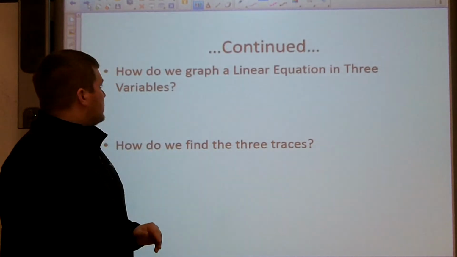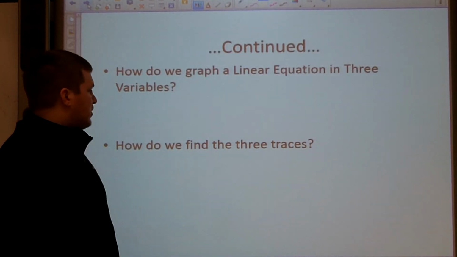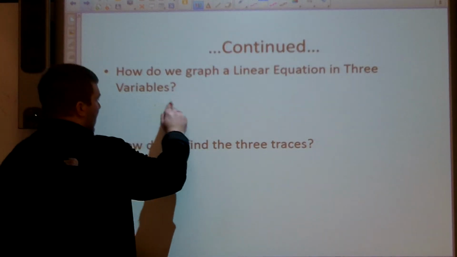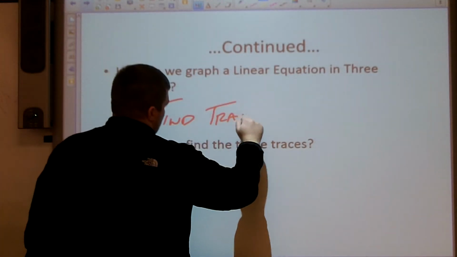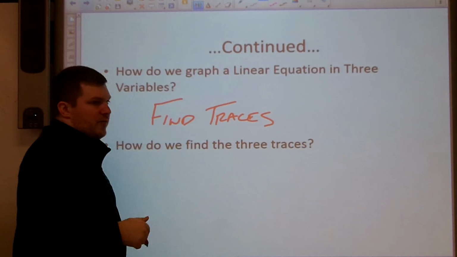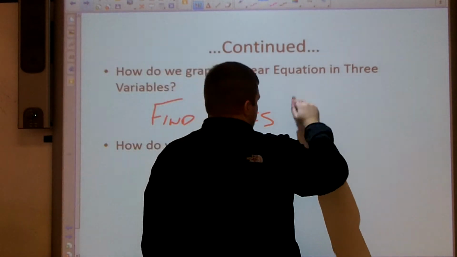So what we're going to do is find the traces. We have to find what are called the traces. And we're going to have 3 traces. There's 3 of them.